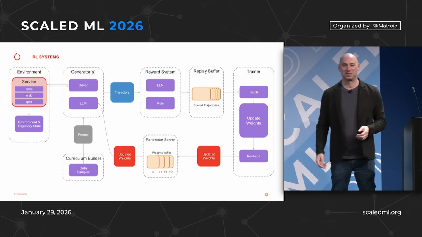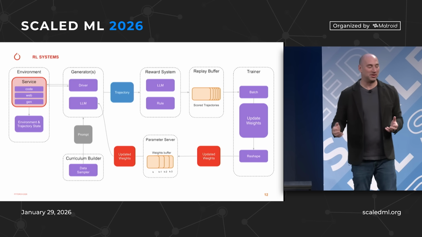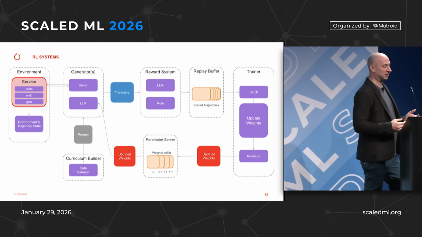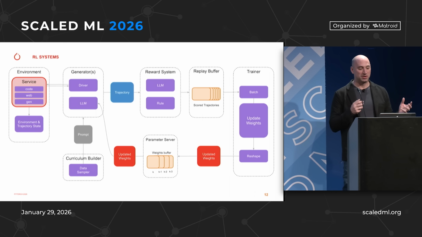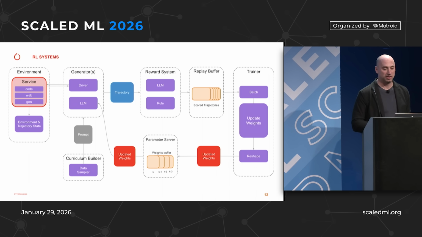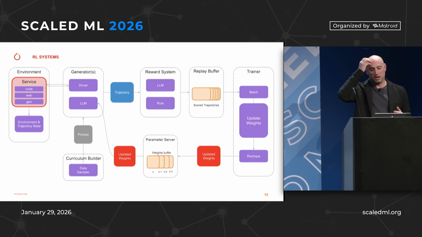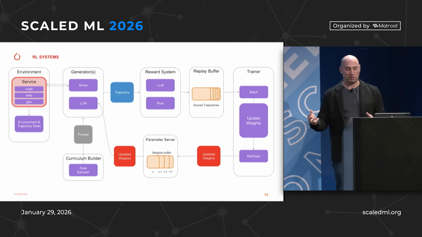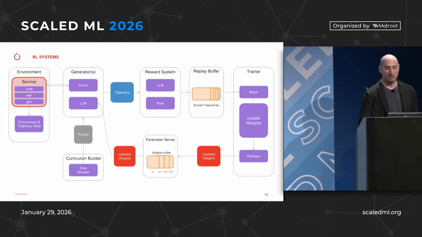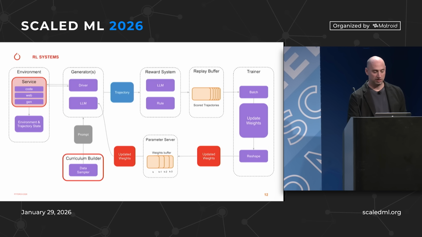So here's what an RL system looks like. It's definitely not trivial. You have the environment, like I said. You have generators, which are basically inference. You have reward modeling, a reward system. You have a replay buffer. You have a trainer. You have a parameter server. You have a curriculum builder. And so it's quite a complex system.